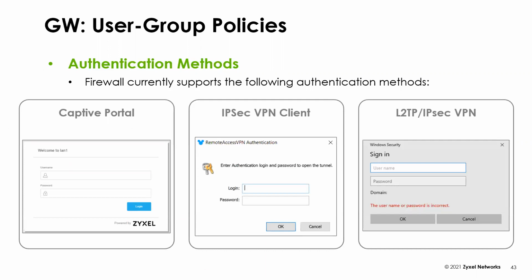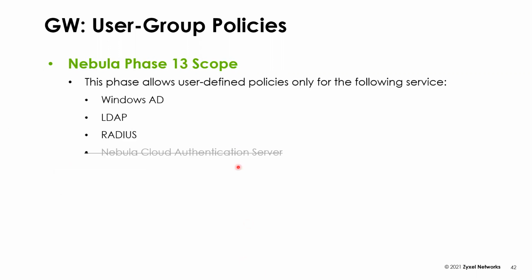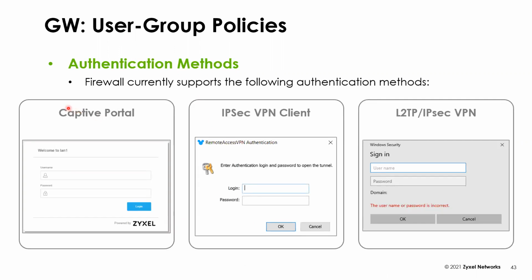So this is just showing here the authentication methods. You can use these changes of applying rules based on user group when users are logging in using a captive portal, when they are logging in using an IPsec VPN client, or when they are using the built-in L2TP client in most mobile devices.